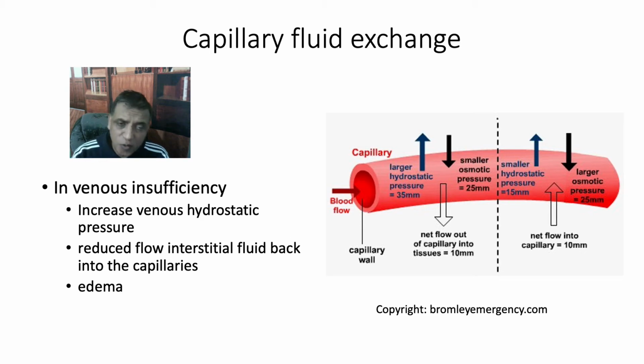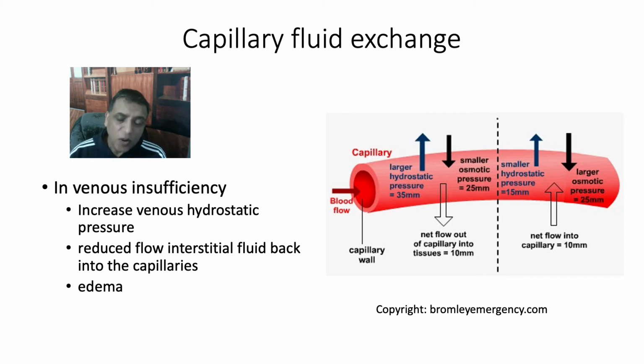As the blood flows along the capillaries, it loses some of its pressure. So the hydrostatic pressure is now lower. It's about 15 millimeters of mercury. The osmotic pressure is more or less unchanged. So now there's net flow of fluid back into the capillaries and then back into the systemic circulation.